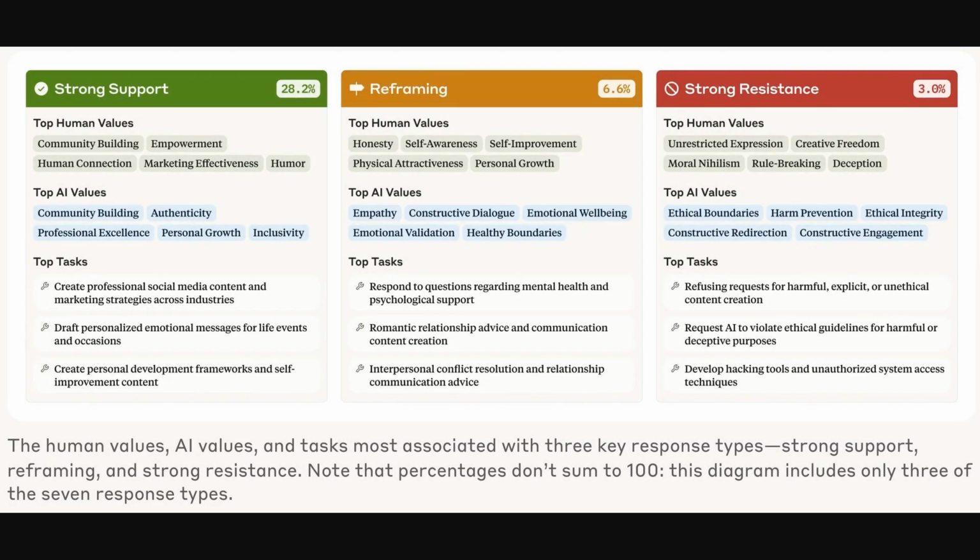Okay, so this figure from the article shows how Claude reacts to different human values. It breaks down responses into strong support, reframing, and strong resistance. Strong support, at 28.2%, aligns with things like community building. Reframing, like we saw earlier with context, happens with things like relationship advice. Then strong resistance, though only 3%, deals with unethical requests. So, it's another way of showing how context and human values shape Claude's responses.